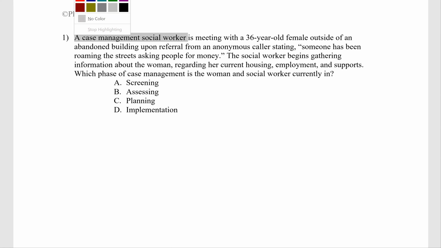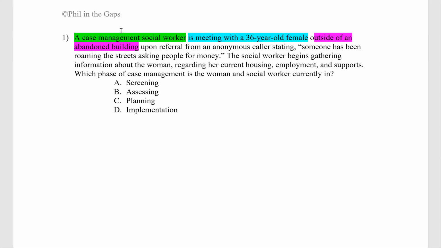We're a case management social worker, so that's who we are and what we're doing. We're meeting with a 36-year-old female, so that is our client. We're outside an abandoned building, so that's where the meeting is happening. So we're a community-based case management social worker outside an abandoned building, meeting with a 36-year-old female, upon referral of an anonymous caller. The person was said to be someone outside asking for money.